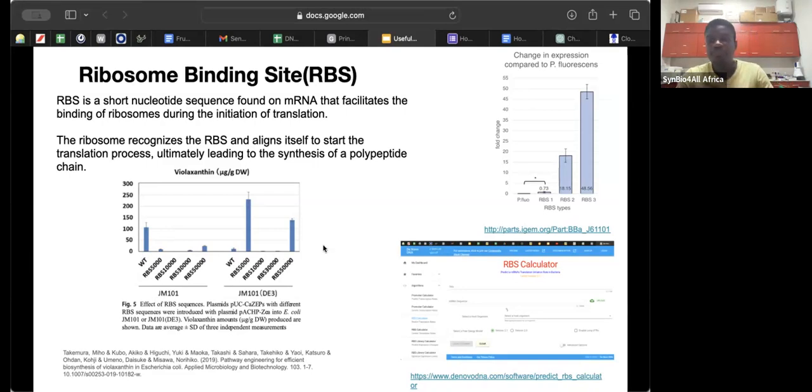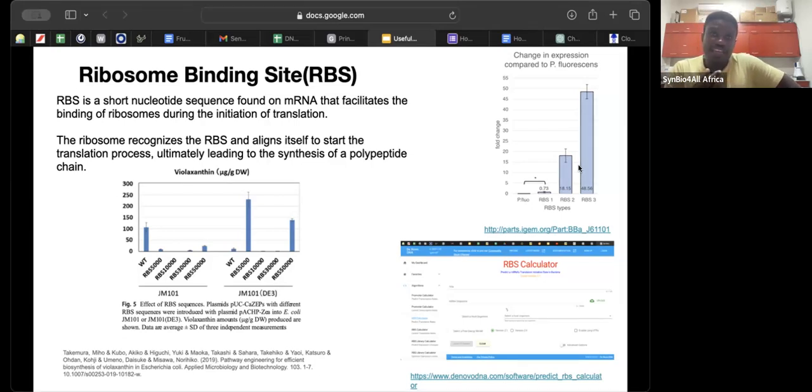And then when you look at the data over here, they were trying to produce a particular fluorescence protein. And then they realized that different RBS changes the expression yield of whatever protein that you have to produce. So again, it is very important that you understand what RBS you have and how it affects the protein that you're going to produce. And this is very hard to do. Basically, before you can do that, you have to screen a lot of RBS.